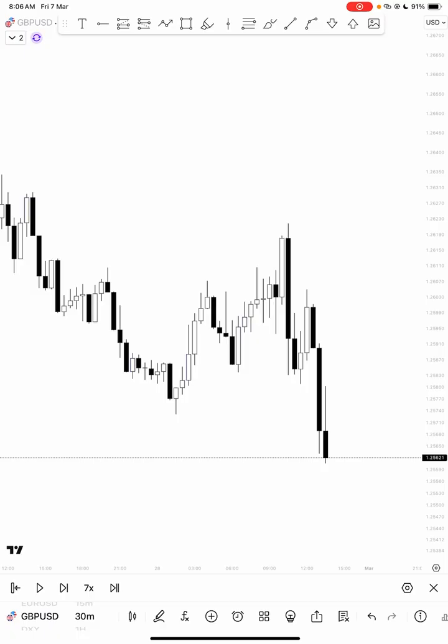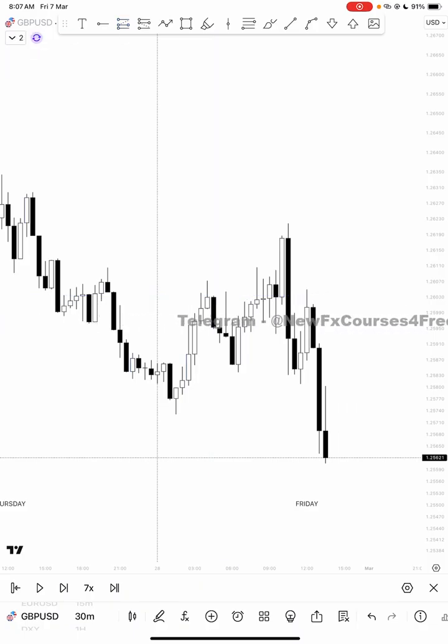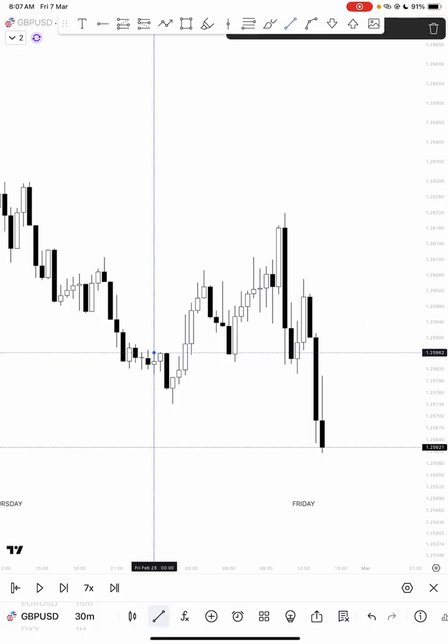So here I'll be outlining the daily opens of this chart over here. Okay, good. So you can see this black horizontal line. This was the daily open, and you can see the time zone. That's 0000. That's your time for your daily open candle.